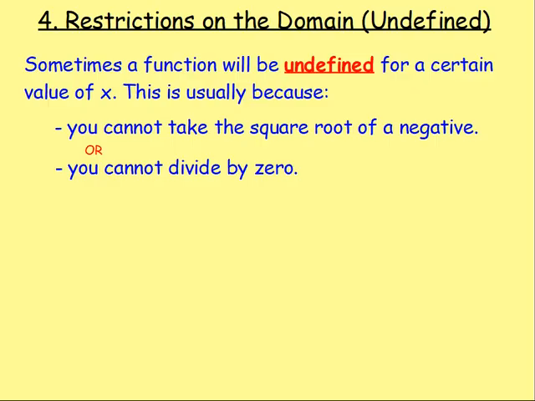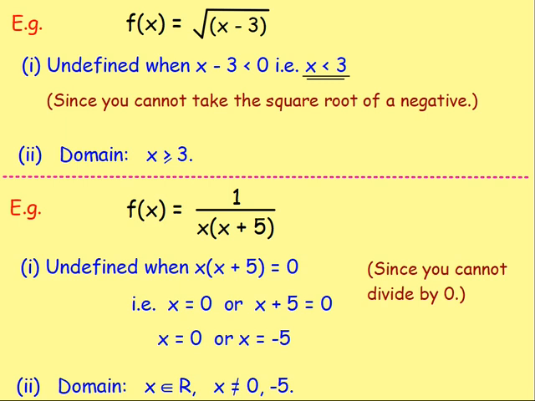Restrictions on the domain. So you're looking at when it's possibly undefined. And a function will be undefined for certain values of X. And usually it's because you cannot take the square root of a negative and you cannot divide by 0. So a couple of examples here.